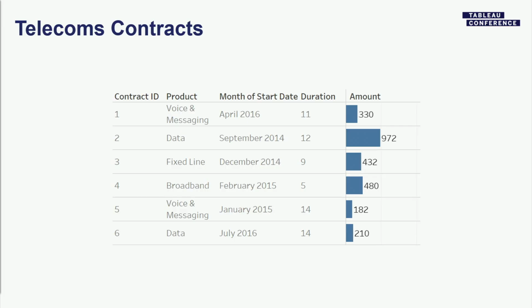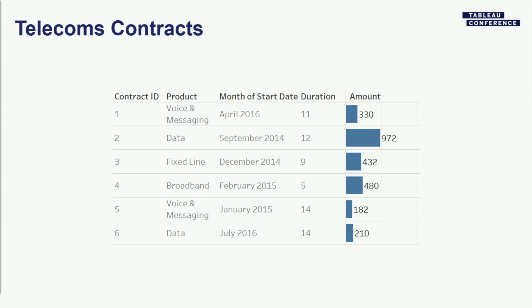So a lot of things in our lives these days are on a subscription basis. Sasha's already mentioned Spotify, but if you think of your Netflix, your Amazon Prime, and even Tableau now. And this data set is going to look at Telecom's contracts. Each row in the data corresponds to a unique contract with what product was sold, when the contract started, how long for, and for how much.